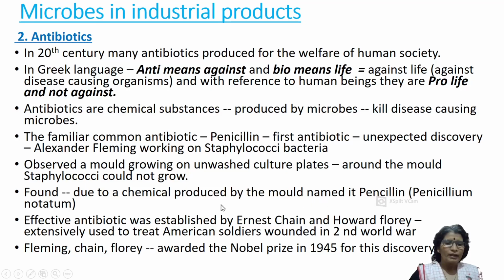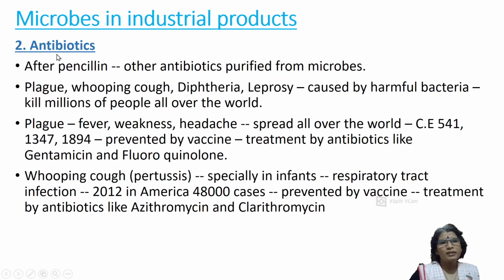After many intensive researches, an effective penicillin antibiotic was finally established by Ernest Chain and Howard Florey. This antibiotic was extensively used to treat American soldiers who were wounded in the Second World War. For this excellent discovery, Alexander Fleming, Ernest Chain and Howard Florey were awarded the Nobel Prize in 1945, after the Second World War. After penicillin, different types of antibiotics were also discovered and purified from different microorganisms.